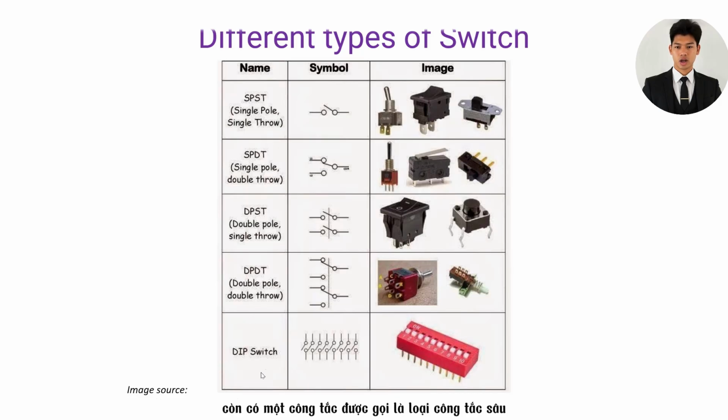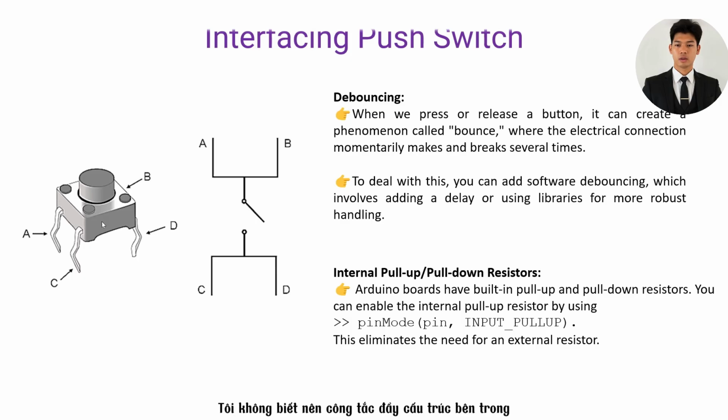Other than this, there is also a type of switch called a DIP switch, which is a rack-up switch, and you can use them in your different projects for switching multiple loads or multiple components. In this video, we'll basically take this type of switch, that is a push switch, and we'll try to understand how we can interface this type of switch with Arduino.